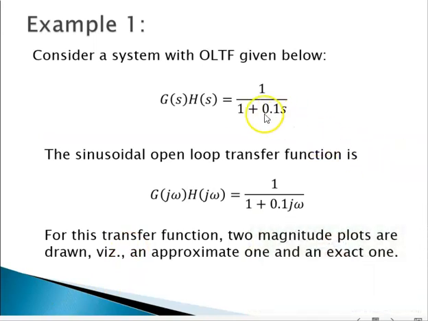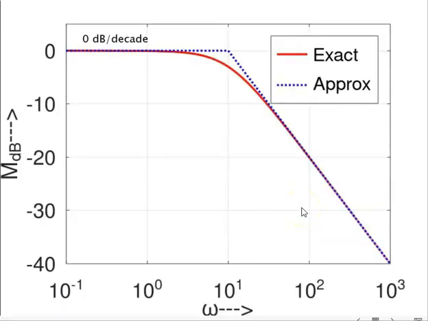It involves a first order term in the denominator. Remember this point 1. This point 1 is the time constant of the first order term in the denominator. We call this tau. Later when we refer to this, we will say tau, the time constant in the denominator. We write the sinusoidal transfer function, and then we try to explain the approximation scheme by showing both the approximate plot and the exact one on the same graph sheet as shown here.